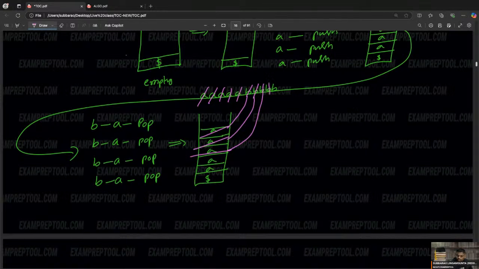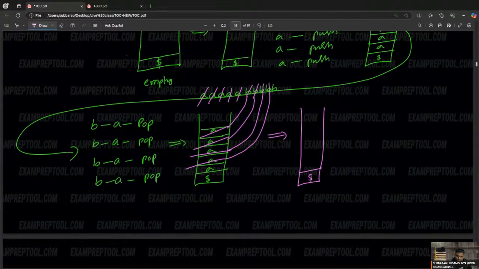B coming, top of the stack A, pop. B coming, right? Until now, this is the story. Now, if you see the diagram properly, still dollar there, still one more A there, because totally you got 5 A's, 5 B's, right? Until now only 4 B's. Now see this one. Now again, if B is coming, top of the stack is A, pop.